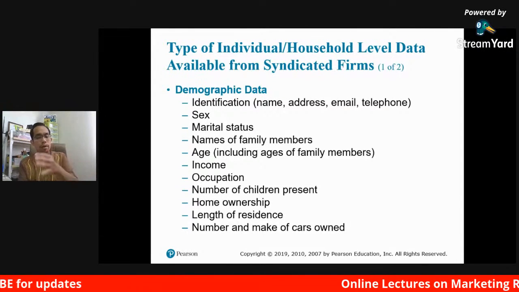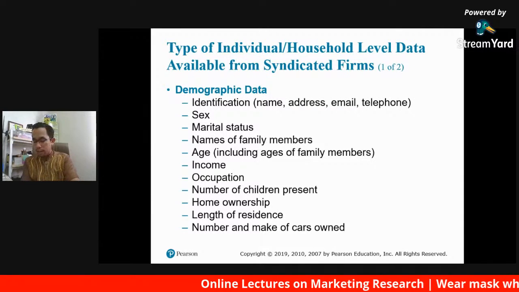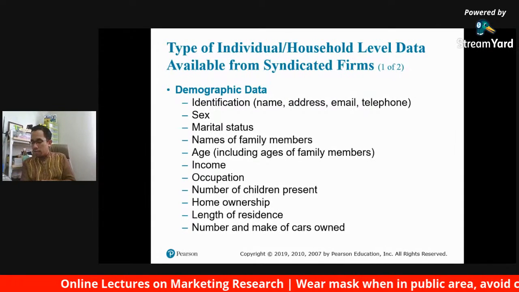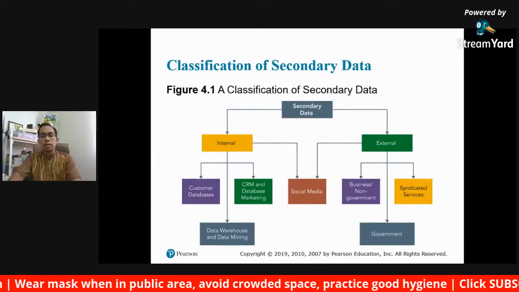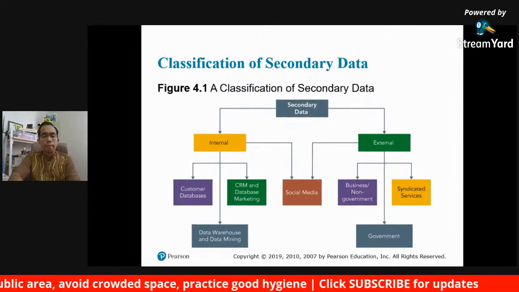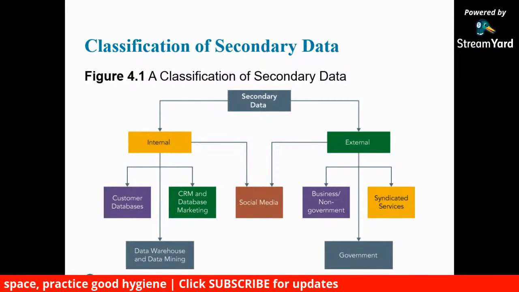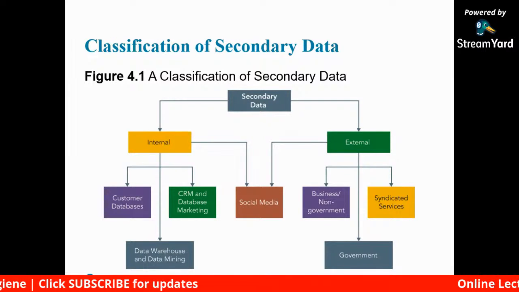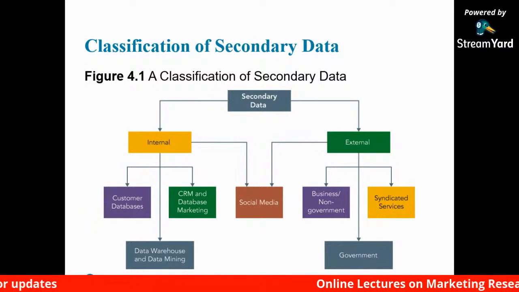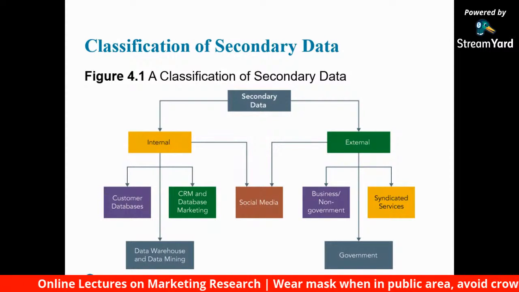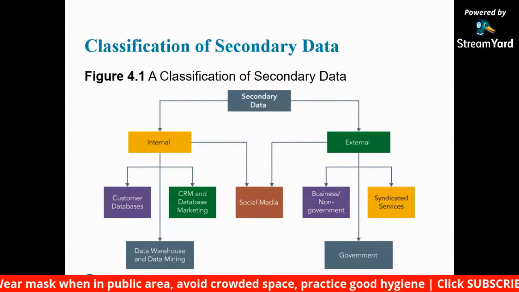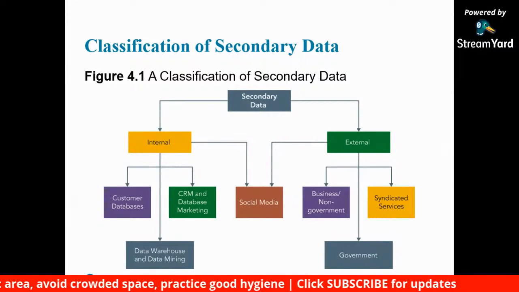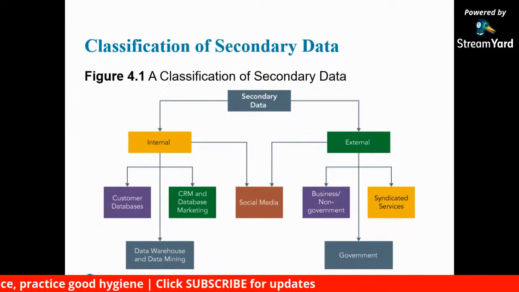So shall we go to the external secondary data? As you can see, we have information from social media, from business, and also government. And we have another thing that is quite useful, which is syndicated services. Then we go to the details.